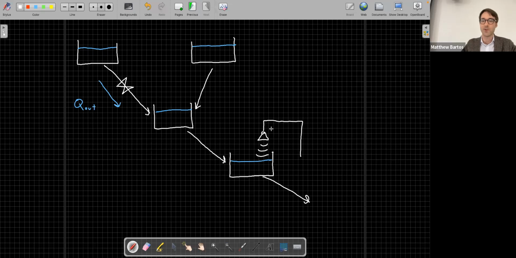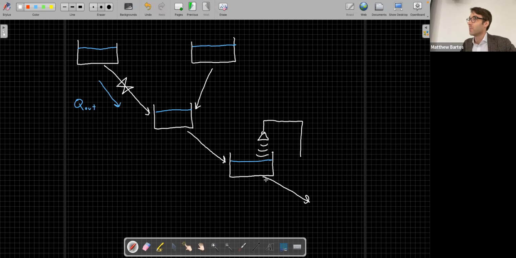And it is measuring the water level in this reservoir. Is it possible to infer the water levels in all of the reservoirs just from sensor observations at the most downstream reservoir? So who thinks yes? Who thinks no? And most of you think no, okay? So it turns out that no, it is not possible.